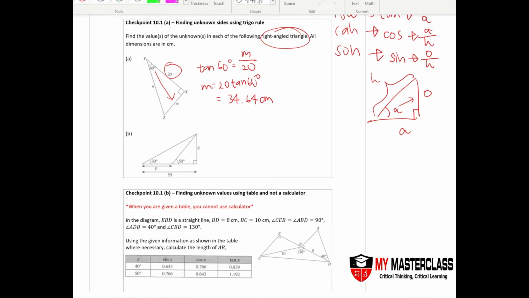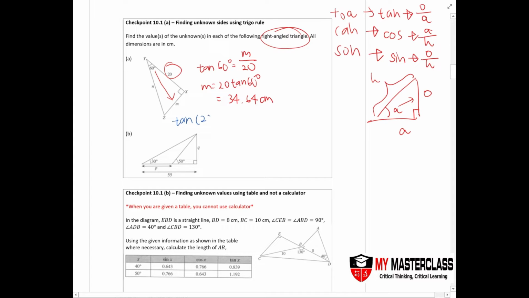Now, what's a common mistake students will make in your calculator? Please remember, do not ever write this, because I foresee students writing this in the calculator. This is completely wrong.